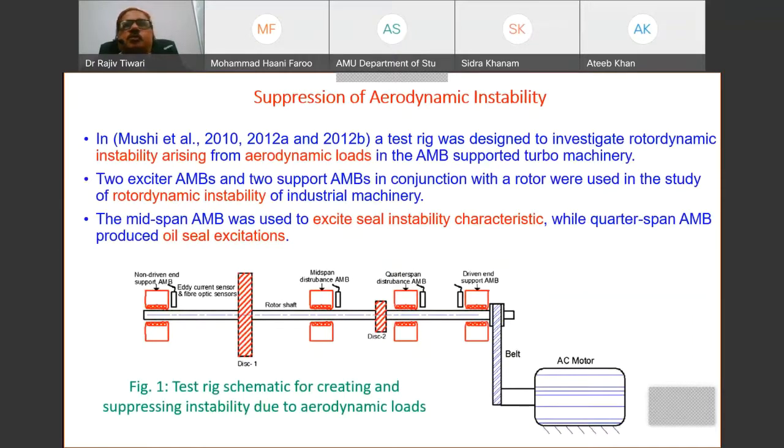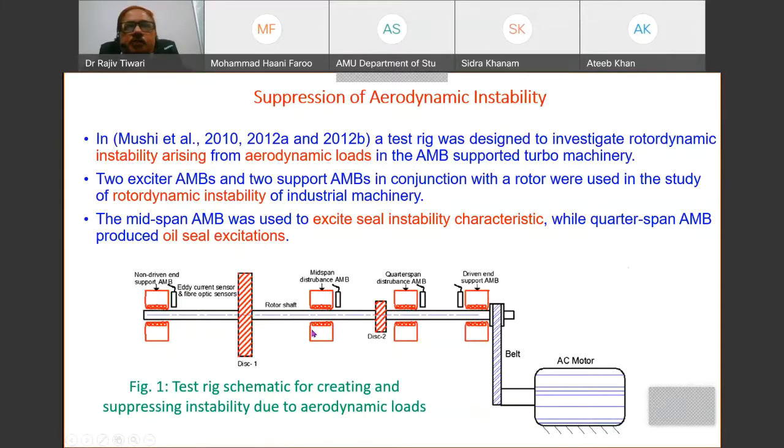So these are all work by other researchers. So like Mushi in 2010 and 12, they used the magnetic bearing in a rotor system to generate the aerodynamic load which gives instability into the rotor. So to study that, they floated the rotor on two magnetic bearing at ends. So those two bearings were the supportive bearing. In between, they used two additional magnetic bearing to mimic the similar effect as aerodynamic loads comes onto the blades of turbo machinery that generally gives instability.